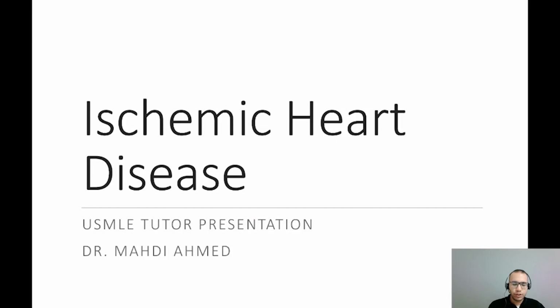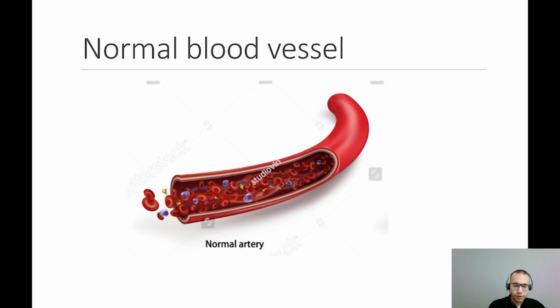In this session we are going to discuss ischemic heart diseases. Ischemic heart diseases are diseases that occur in the heart due to decreased blood flow and decreased oxygen delivery to the heart. In a normal person, the normal blood flow should look something like this. But in ischemic heart diseases, we are faced with an occlusion of this lumen, leading to decreased blood flow and decreased oxygen delivery.